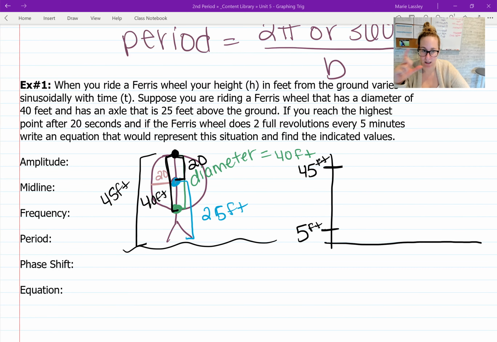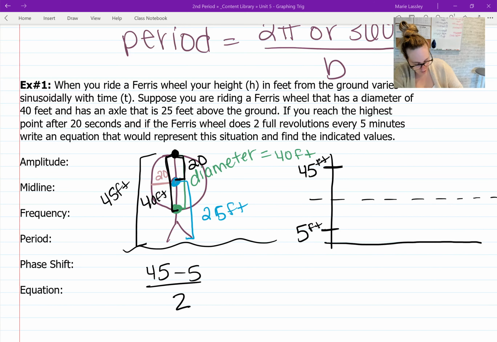Next, I need my midline. So I need to know where the middle is. I need to figure out what is in between 45 and 5. Just like we did on our problems last time, we're going to take 45, subtract 5, and then divide by 2. We're finding the midpoint, halfway between 45 and 5.